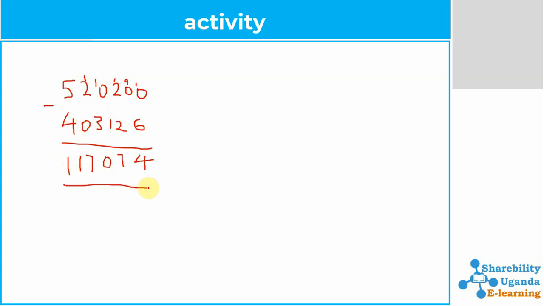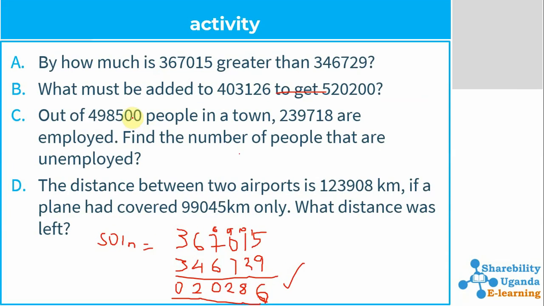So this simply means that for us to get this number, the number which can be added for us to get our biggest number is 117,074. So that is the number that can be added for us to get the number which is required. So let's also look at how another number was saying.